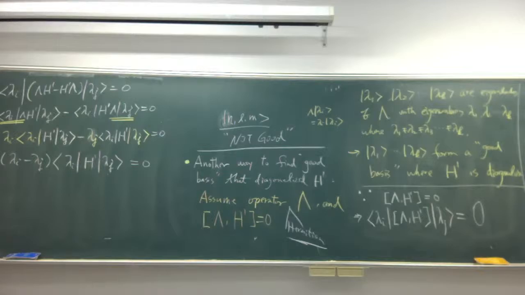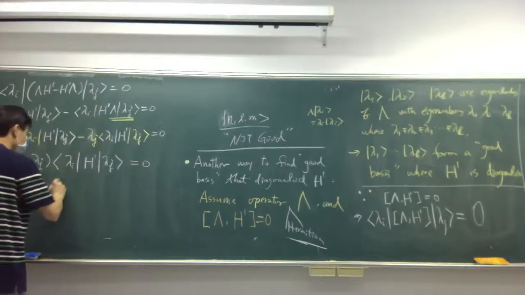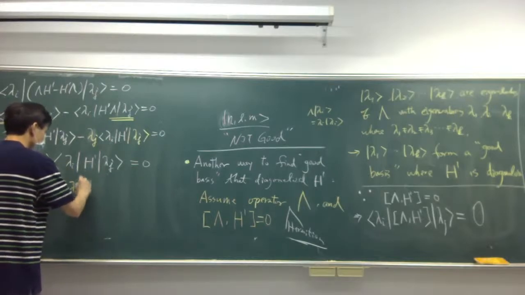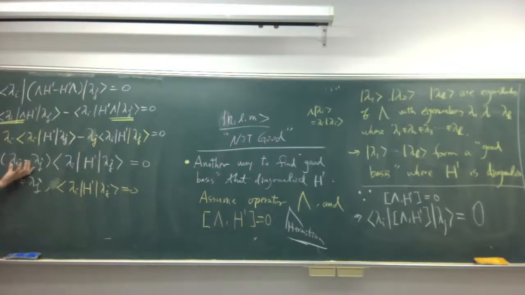Okay, so if lambda I is not equal to lambda Z, which they are different states, then this is non-zero, right? If this is non-zero, and multiplied by this guy it equals 0, which means this guy equals 0. It must be equal to 0.